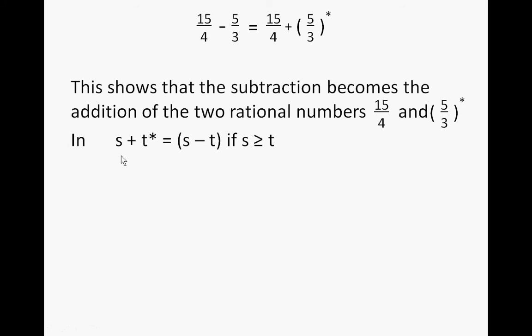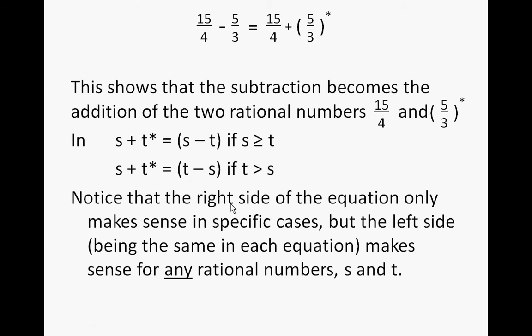So let's take a look at this again. In s plus t star, we have s minus t. And if we have s plus t star again, in this case t minus s if t is greater than s. So if you look at these two, you notice that the right side of the equation only makes sense in specific cases, because we have to list this twice. If s is greater than or equal to t, that's a specific case. Or we have t is greater than s, that's another specific case.